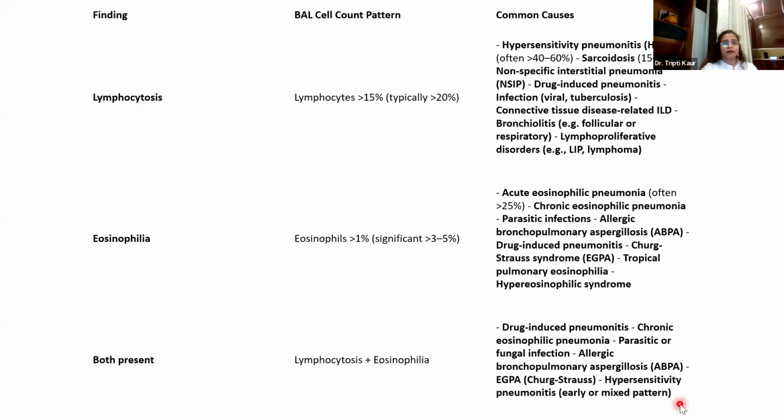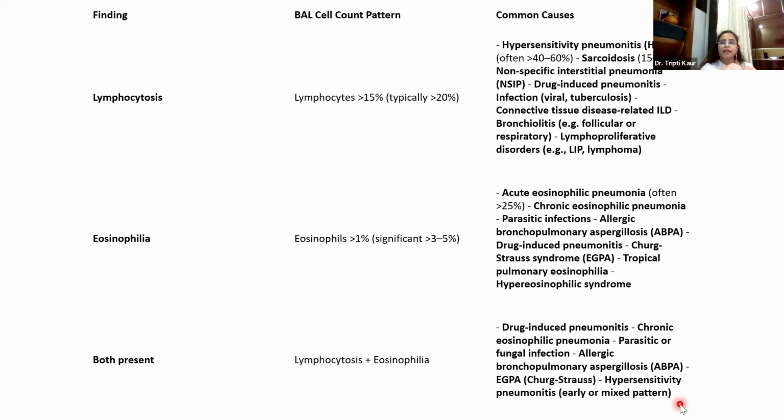So just to summarize the BAL fluid findings. If there is a greater number of lymphocytes in the fluid, that is lymphocytosis, you need to think about hypersensitivity pneumonitis and sarcoidosis. Most important. Okay, these two are the most important. The others will be connective tissue diseases, bronchiolitis, and lymphoproliferative disorders.